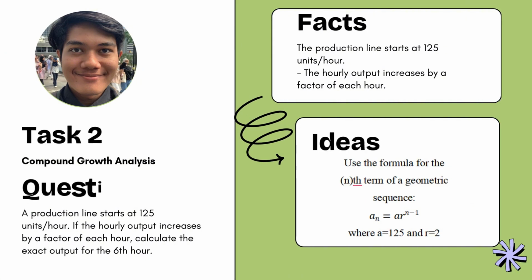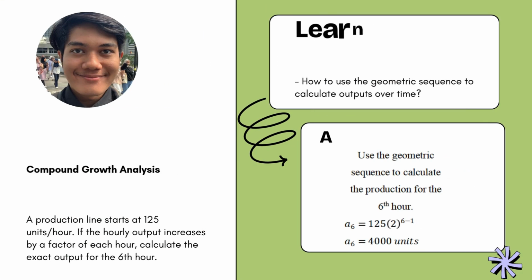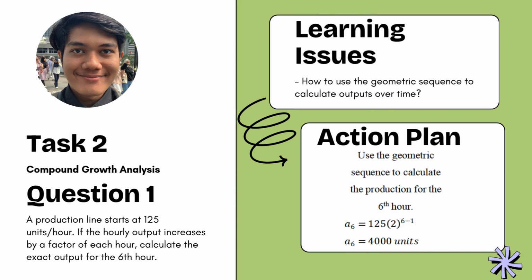And for question 1, the production line starts at 125 units per hour, and the hourly output increases by a factor of 2 each hour. Because of this, we can use the formula for the nth term of a geometric sequence, which is a_n equals a times r to the power of n minus 1, where a equals 125 and r equals 2.